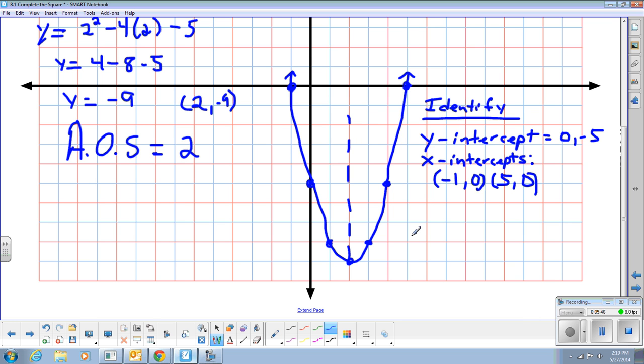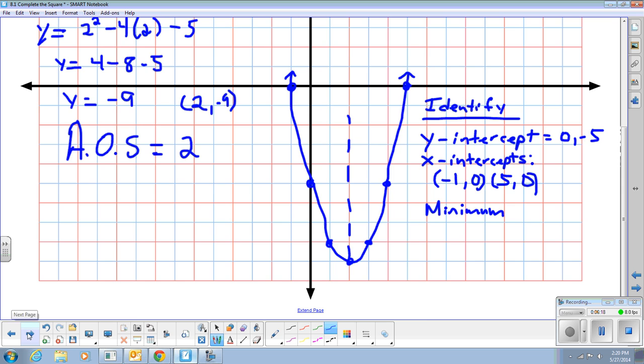And the third thing you might be asked to identify is whether we have a minimum or a maximum. So in other words, you look at the vertex. Now, where does everything in the parabola go? It goes up from there. That means the vertex is a minimum value. So we have a minimum value on our vertex. So there's three things you'll be asked to identify: y-intercept, x-intercepts, minimum values.